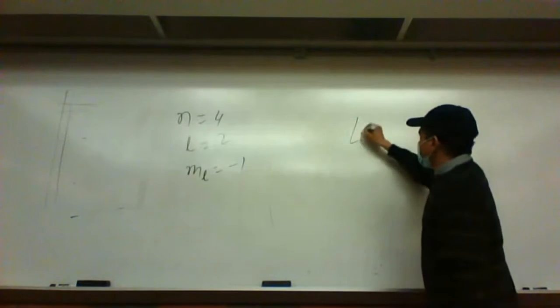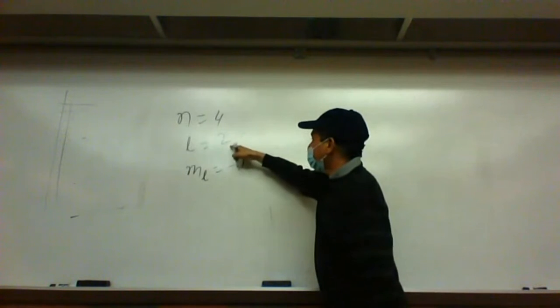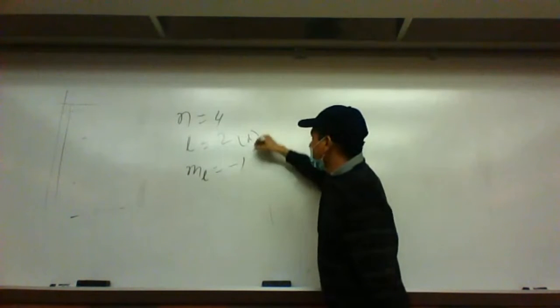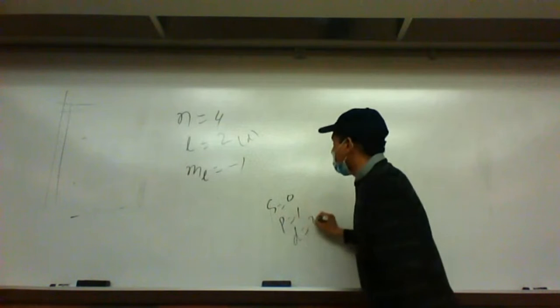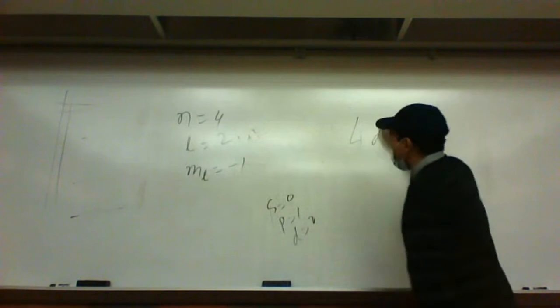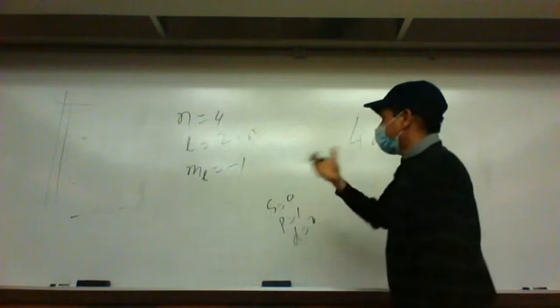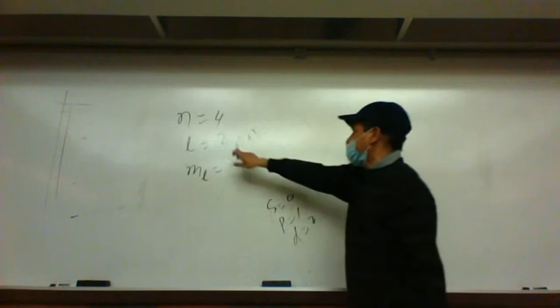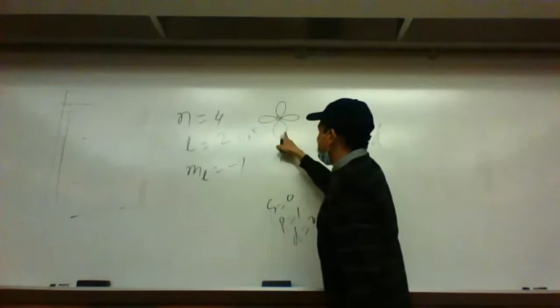So n equals 4. I write 4 here, and what is the name of this one? S is 0, P is 1, D is 2, right? So this 2 is D. So I have 2 here, so that is D. 4D. And how about this one? It could be dxy, could be dyz, could be dx square y square. There are 5 double dumbbells. So this orbital is double dumbbell type.